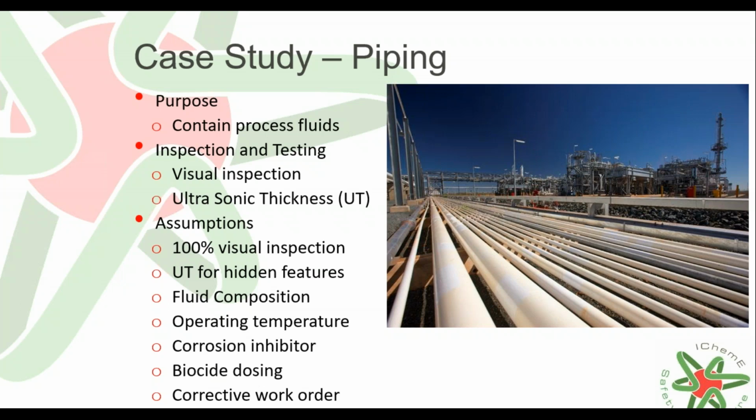So the first assumption is that we can actually see 100% of the pipe to do the visual inspection. The UT can actually help us with any hidden features. That fluid composition is well understood, that the pipe's operated within the original design envelope, so things like temperature, corrosion inhibitor, biocide. And the other assumption also is that since the last inspection was done, any deficiencies have been found and corrected. So that could be coating or touch points or anything like that. Next.